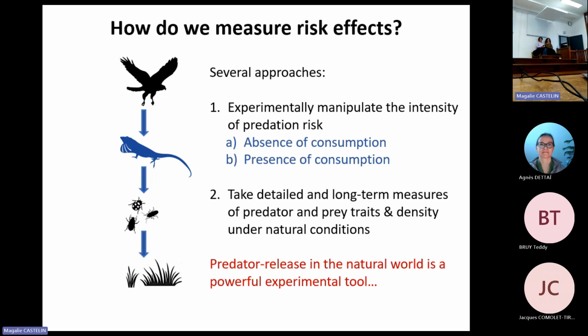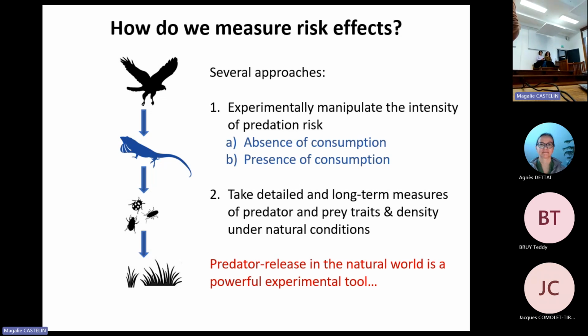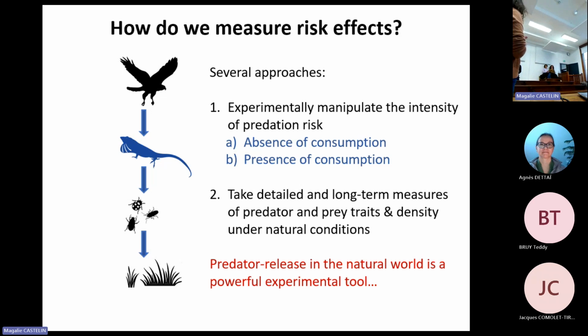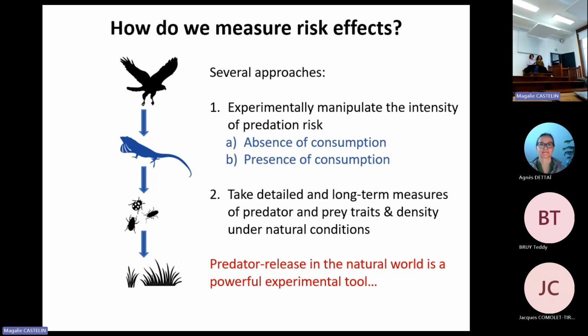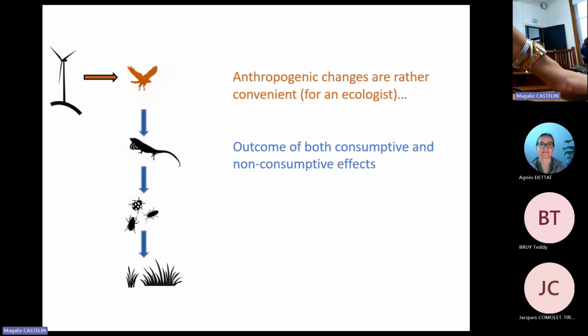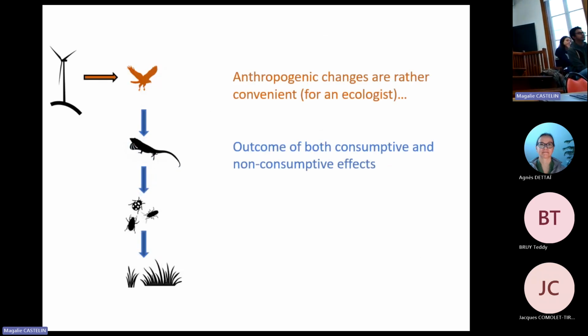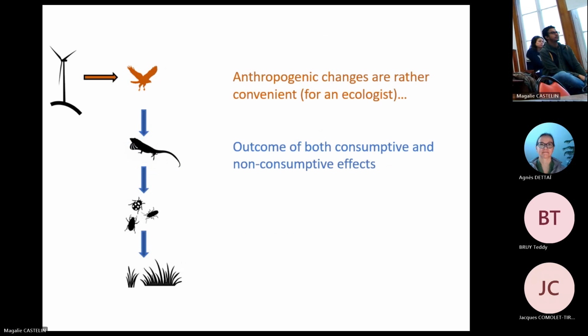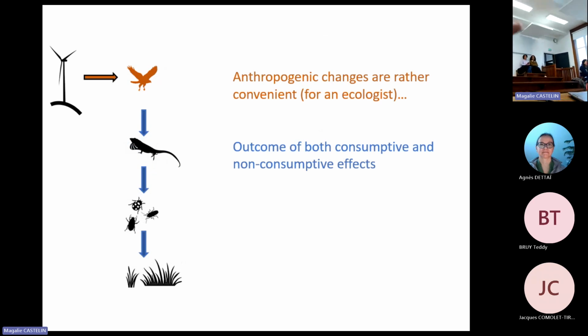But I want to say that with the world changing around us, we might actually be able to capture number two more often than we did before. That's kind of the message of James Estes's original paper. When we remove top predators from the environment, what happens? And anthropogenic change has become a rather convenient tool for us as ecologists. It allows us to look at the outcome of both consumptive and non-consumptive effects.